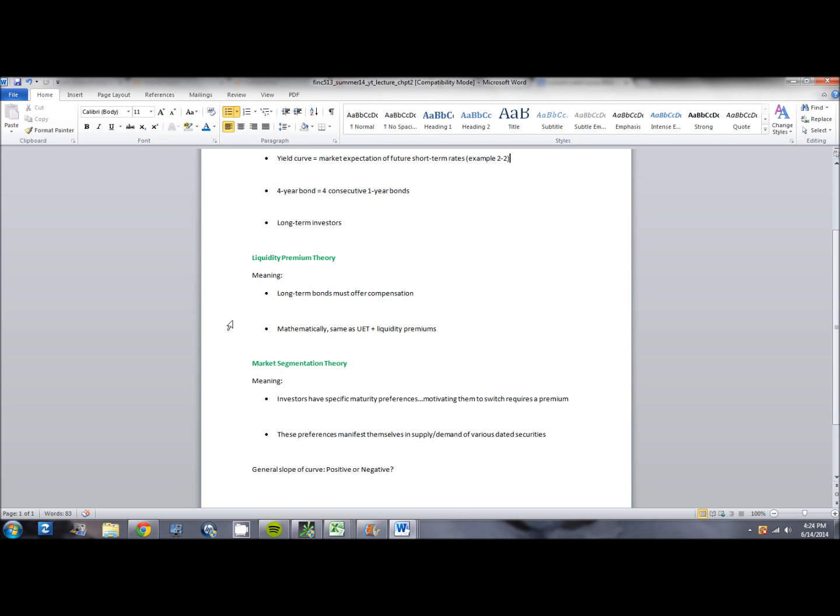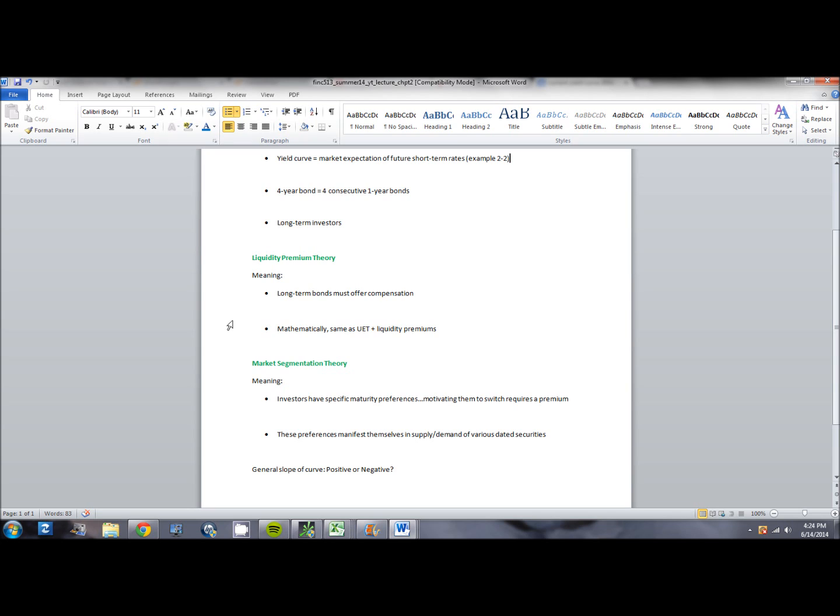Now the market segmentation theory, I think this one might be the most difficult one to understand. But the basic idea here is that the theory, right? These are all theories. So the theory here is that investors have very specific maturity preferences, whether they be individual investors or institutions like banks, hedge funds, insurance companies. They're going to have very specific needs and requirements and maturity preferences. So to motivate them to switch from their preferences requires that you attach a premium for that switch.